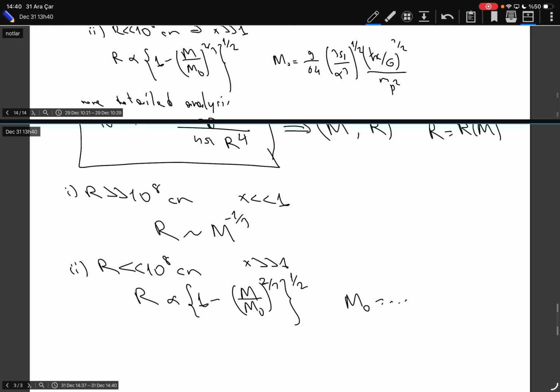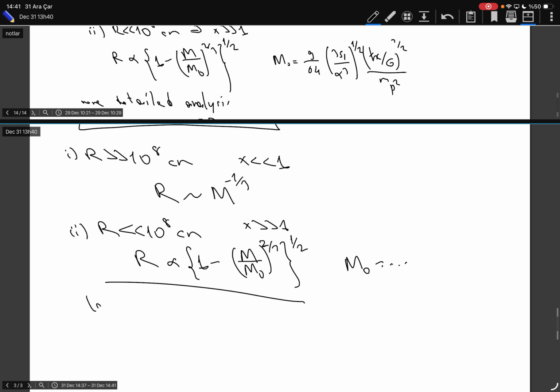Well, what does this tell me? We have a star. Let's start from a small star, but still the radius is much larger than 10 to the power 8 centimeters. If you increase the mass, the radius becomes smaller and smaller. Eventually, the radius will be much smaller than 10 to the power 8, and the radius, in terms of the mass, is given by this expression. But now we have a problem. If m is larger than m0, there exists no solution.